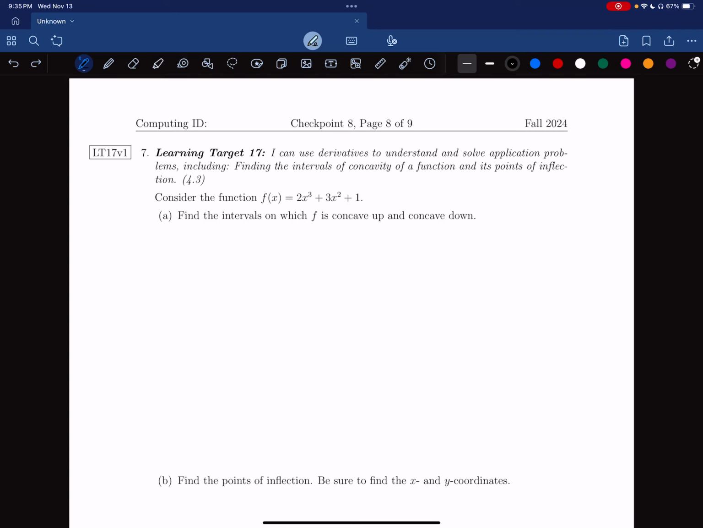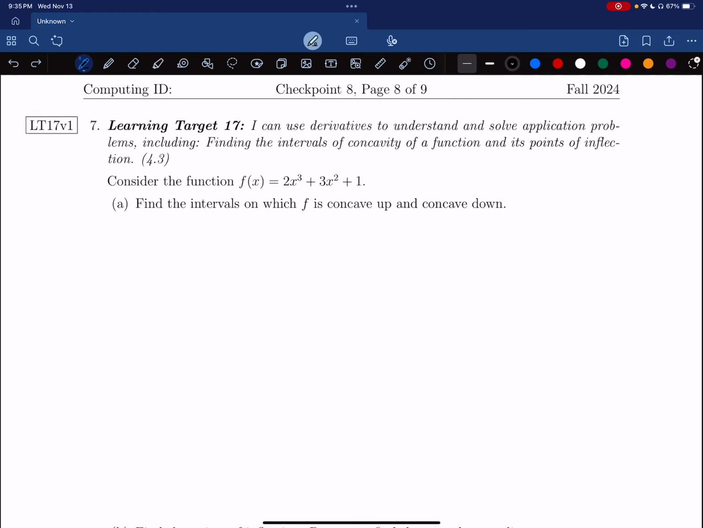Hey everybody. In this video today, we will be using derivatives to find the concavity of a function and also its points of inflection. So we're given a function f of x equals 2x cubed plus 3x squared plus 1. We went over this in the last learning target 16, in the other video as well, determining the increasing and decreasing intervals of that. So check that out. That would be helpful for this, but we can still solve it independently.